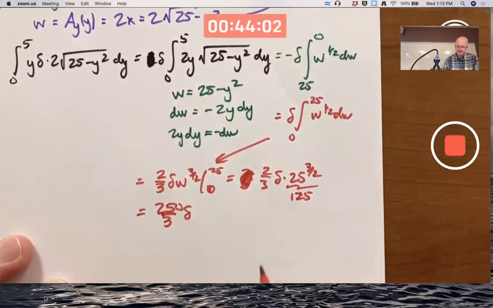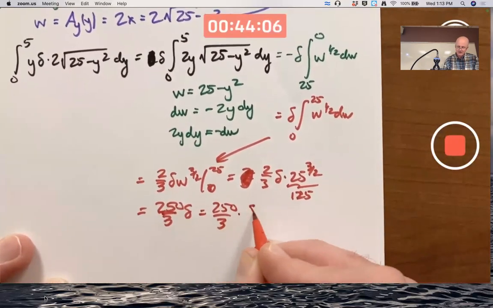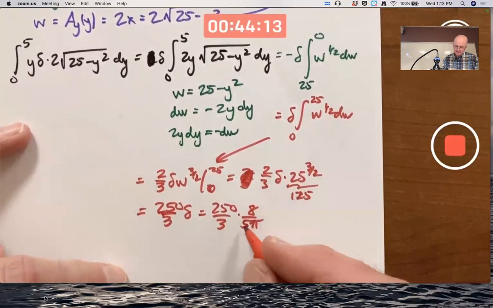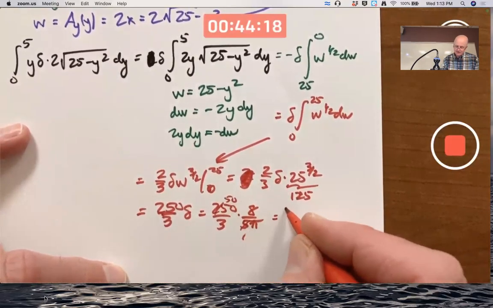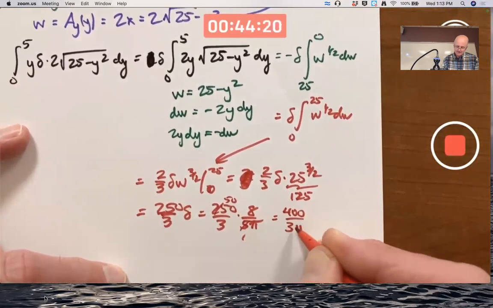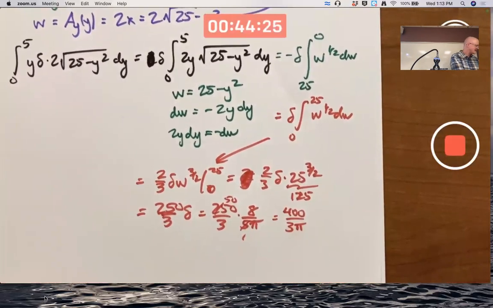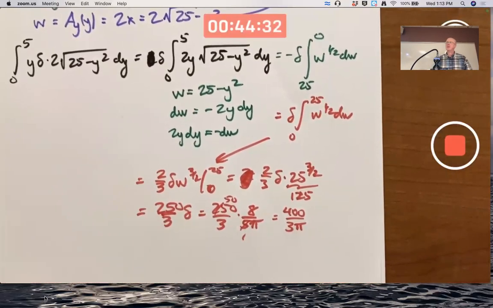Now I can plug in the delta. It was 8 over 5 pi. I figured that out like 10 minutes ago. I can reduce a bit. Looks like I get 400 over 3 pi. As what? As the moment. Not the final answer yet. That's the moment in the y direction. I've got to divide it by the mass still to find the final answer.